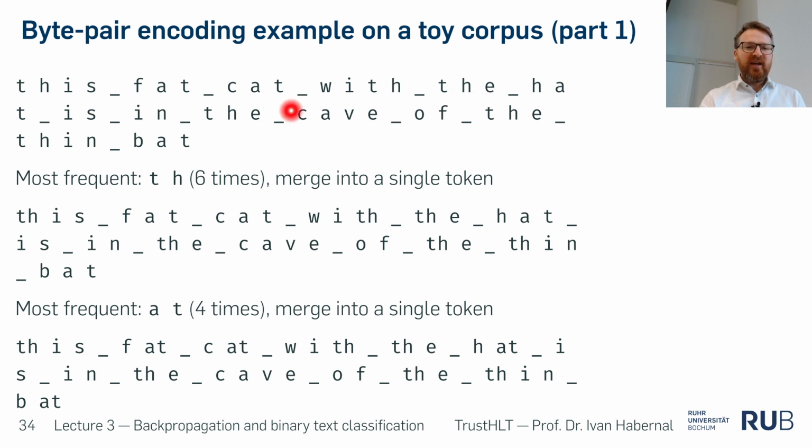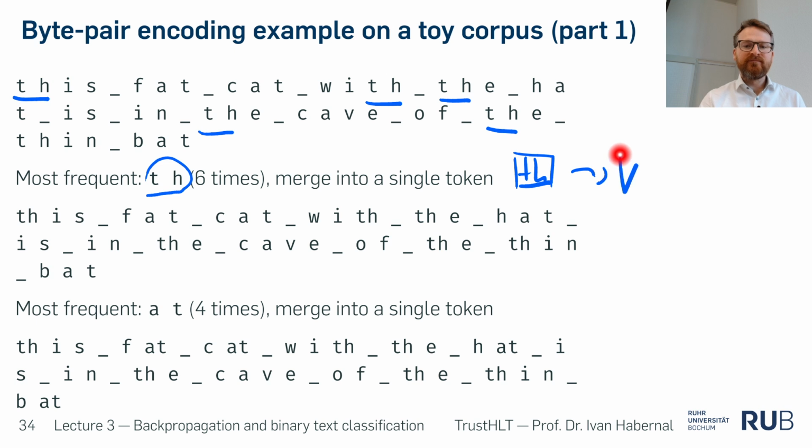This fat cat with the head is in the cave of the thin bat. It's an example, okay? So now we look at what are the most frequent combinations of characters, and by exploration we found that T and H are so frequent, like the most frequent. So we're going to say, okay, you know what? Let's add TH as one token to the vocabulary, and then do it again. So we merge TH here and so on.